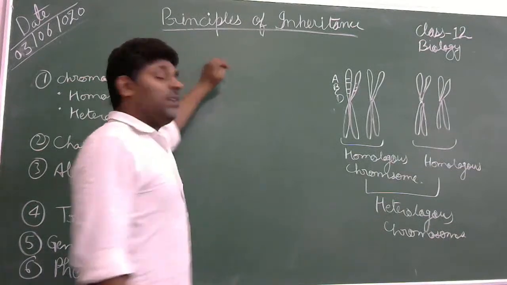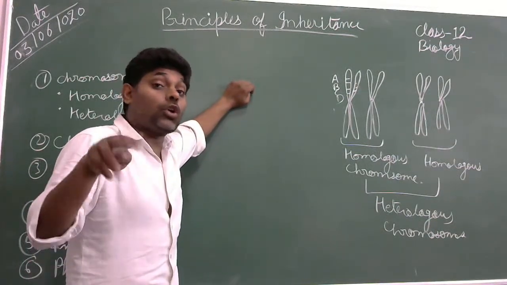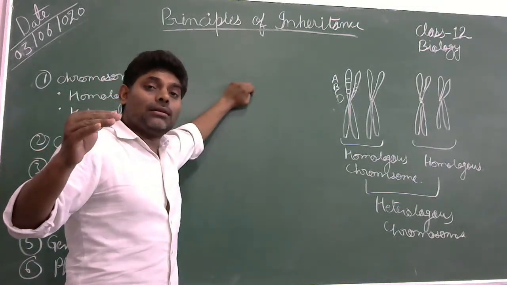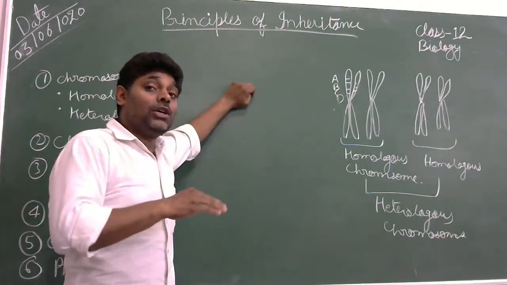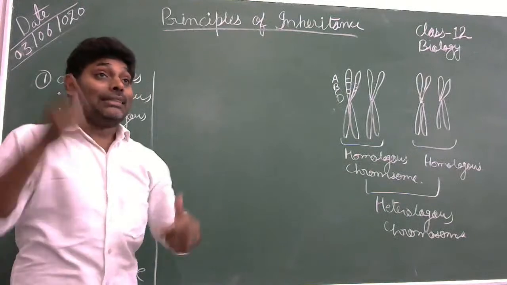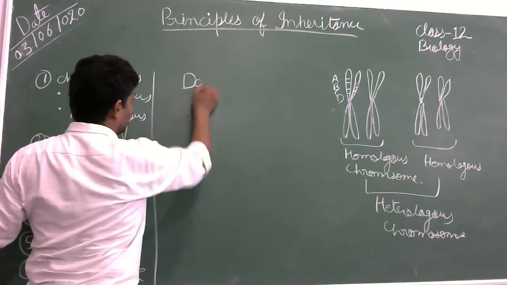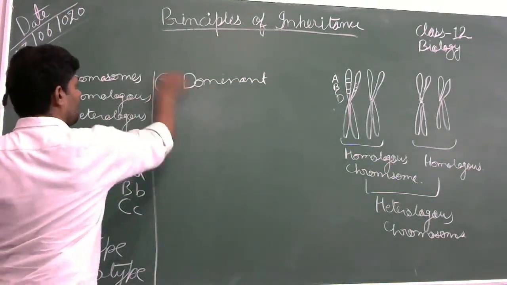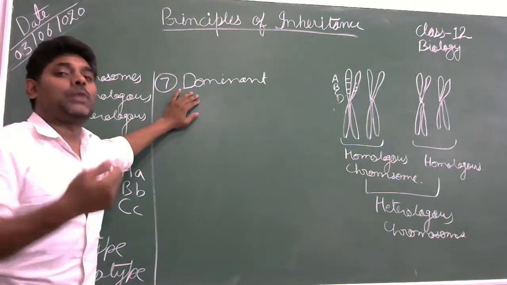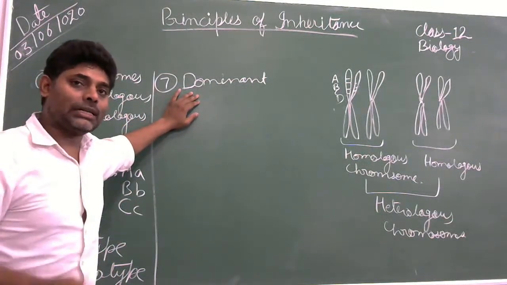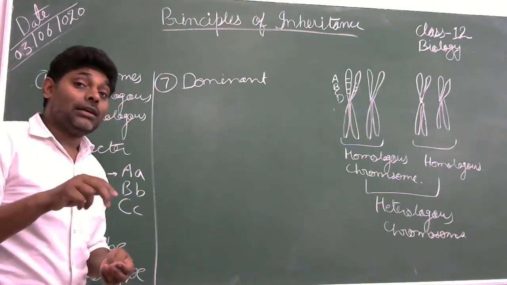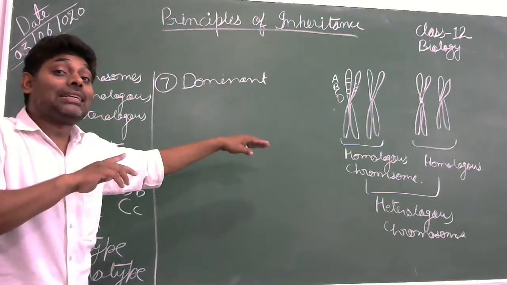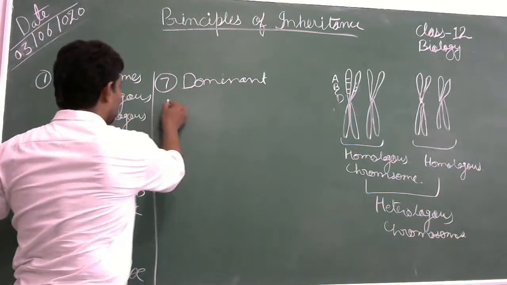The next thing, if we are crossing between two contrast characters, maybe one character appears in the generation and the next one becomes hidden. So the character which appears is known as the dominant character. The character which is expressed in the generation is the dominant character, and the next, its contrast character which is present but not expressed, is termed as the recessive character.